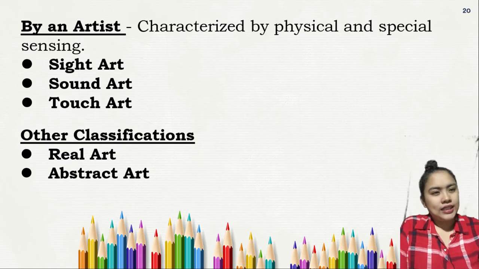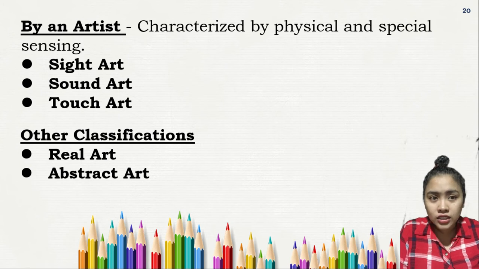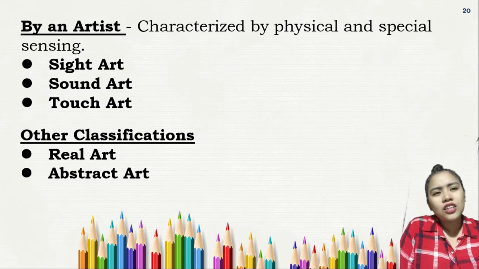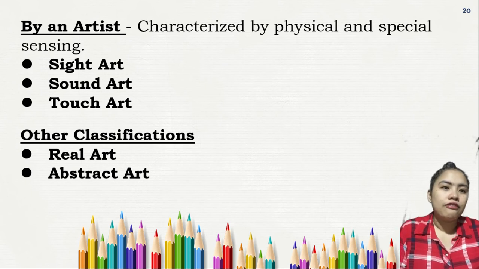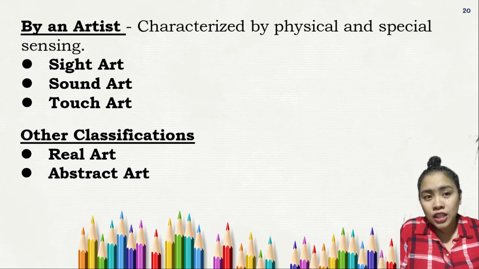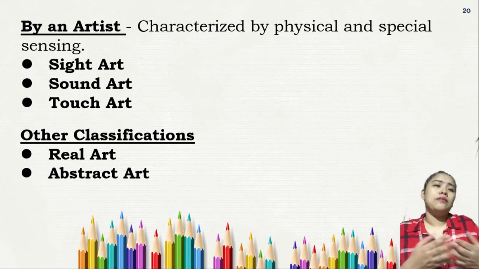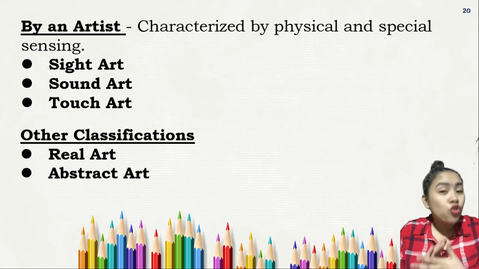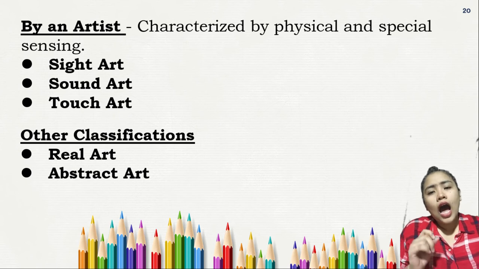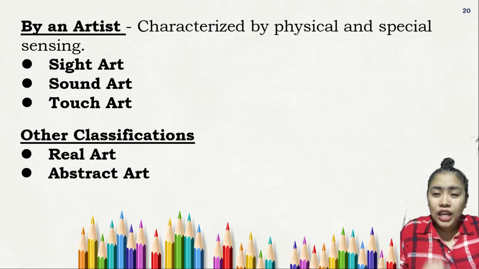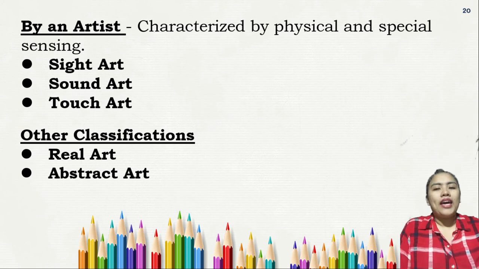Next is by artist, characterized by physical and special sensing. Under this is sight art. Examples of this are painting, drawing, mosaic crafting, drafting, stage designing, and graphic designing. This is something that you can see, imagine, and create. By an artist means it is us, we are the ones making the art. So we use our own imagination and creativity in making an art.